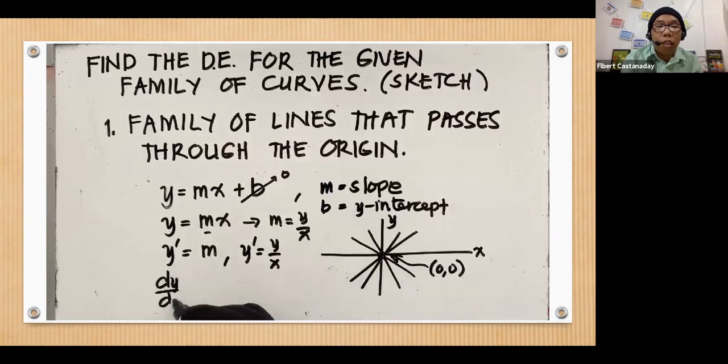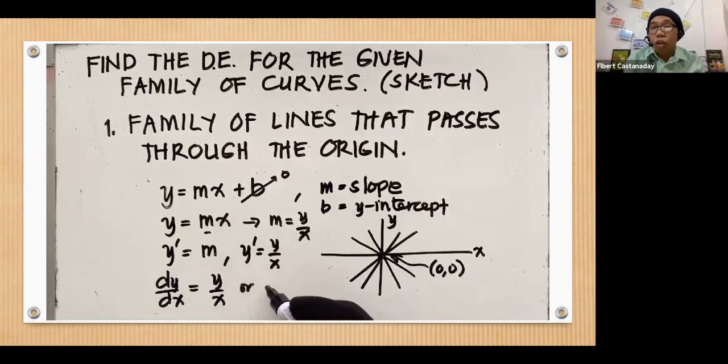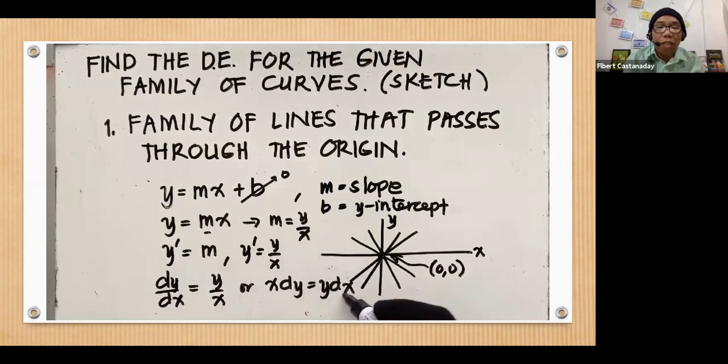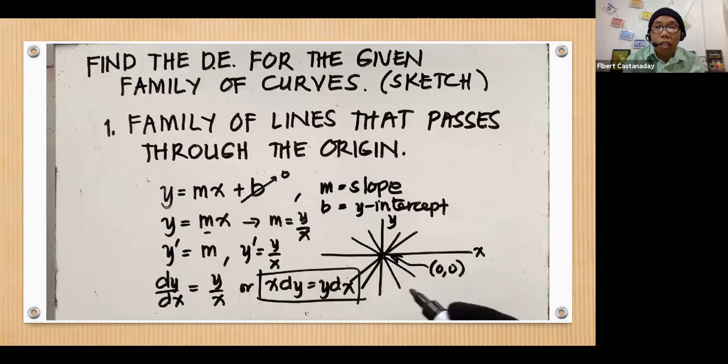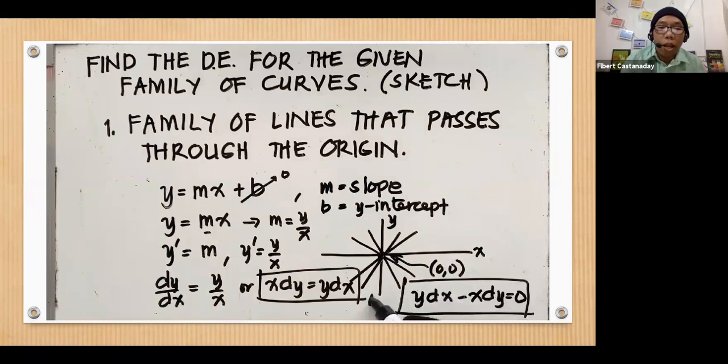Okay, dy over dx equals m, which is y over x, and then cross multiply lang. So you have x dy equals y dx. Or simply say, yung final answer natin in terms of differentials na, yan, y dx minus x dy equal to 0. So yan, pwedeng ganyan yung sagot mo or pwedeng y prime.